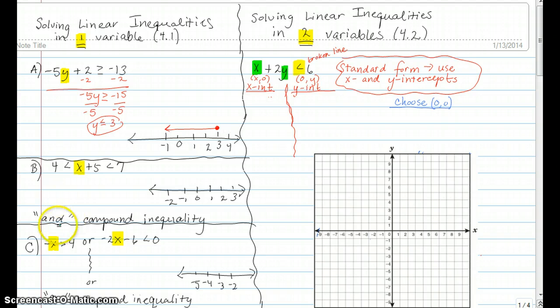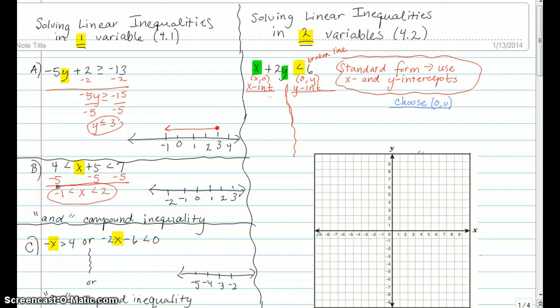Letter B is an AND compound inequality. That's where you see the variable will be sandwiched in the middle when we're done. We subtract 5 from the middle, 5 from the right, and 5 from the left. We end up with 4 minus 5 is negative 1, less than 5 minus 5 is 0, so we are left with x. 7 minus 5, or 7 plus negative 5 is 2, less than 2. This is your inequality. Negative 1 is less than x is less than 2.